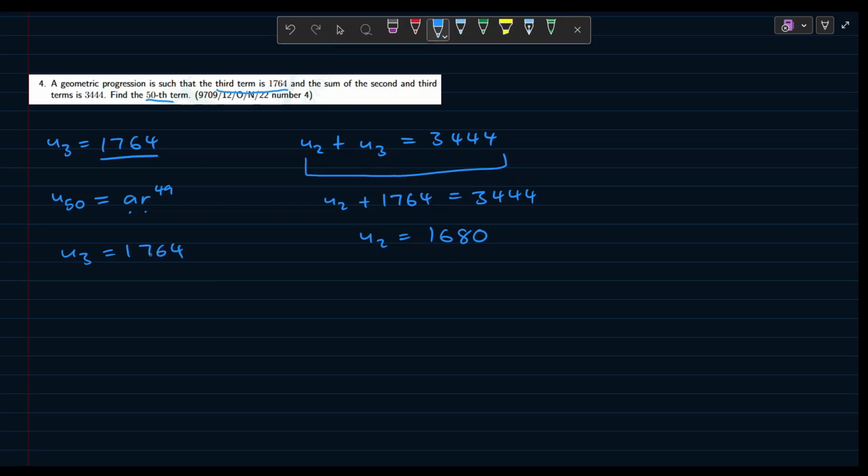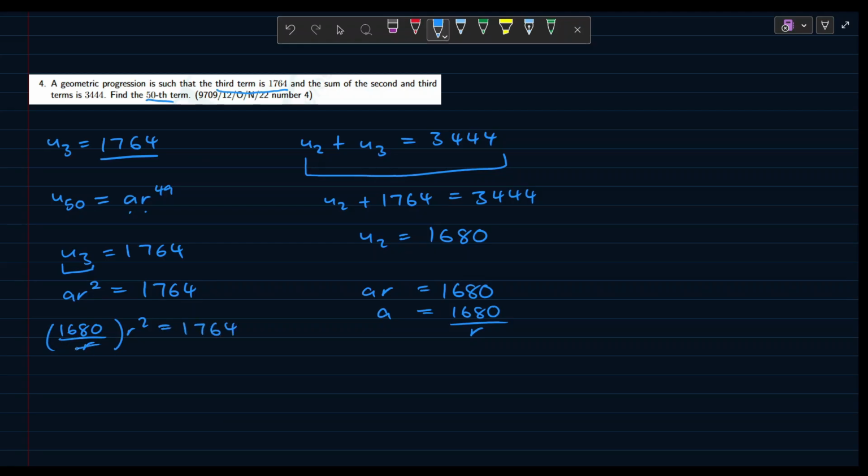And using these, we can create two equations in terms of a and r using the formula for nth term. So u3 using the formula for nth term would be ar to the power 3 minus 1. So ar squared is 1764. And u2 would just be ar is equal to 1680. So now we have two equations in terms of a and r that we can solve simultaneously. So we can make a the subject of the formula here. So that's 1680 over r, and substitute this into the first equation. So 1680 over r multiplied by r squared is equal to 1764.